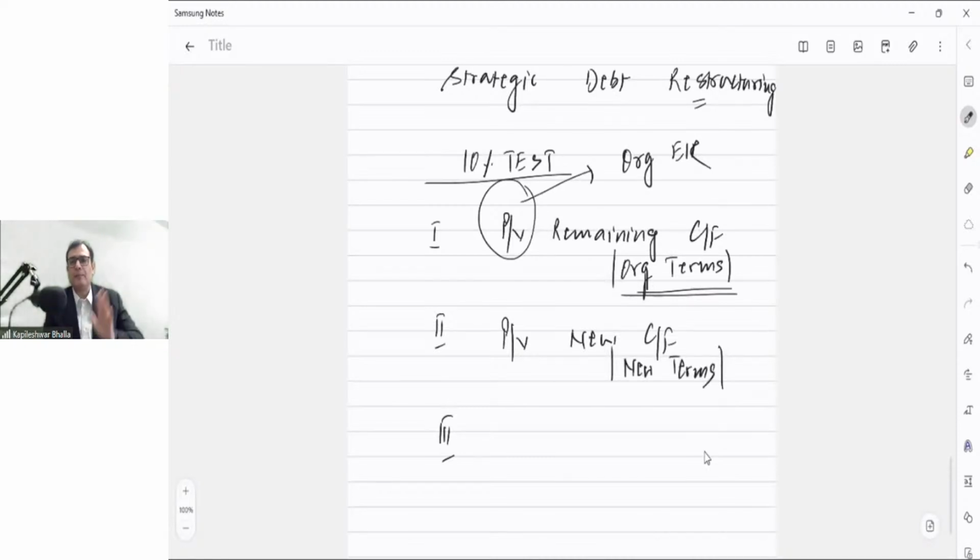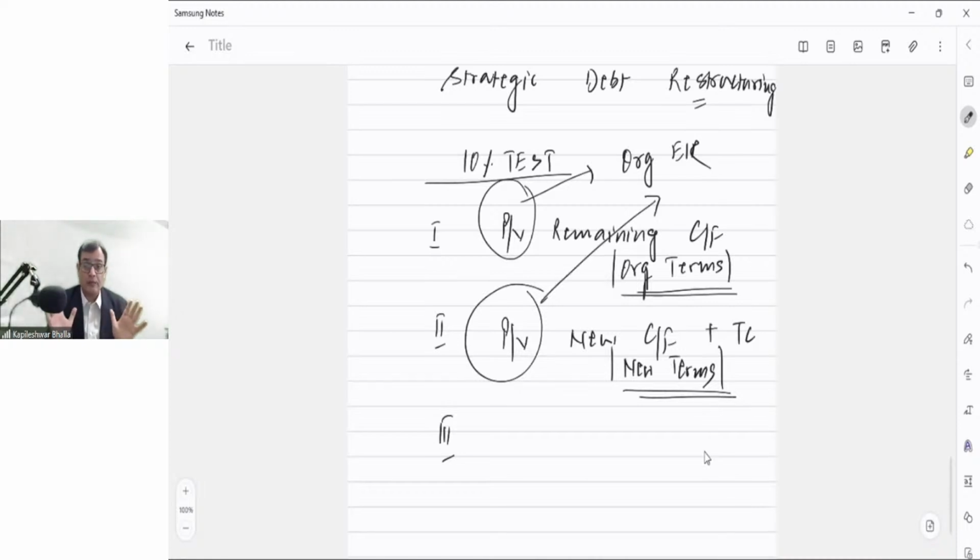So we will say, okay, let me get the entire cash flows based on the new terms. I'll consider the new terms and calculate my cash flow. In these new cash flows, I'll also add any transaction cost which I might be incurring. So I will consider all the cash flows based on the new terms and take a present value. This present value again will be taken at the original EIR itself, so there will be no difference in the discounting rate used, to maintain parity.